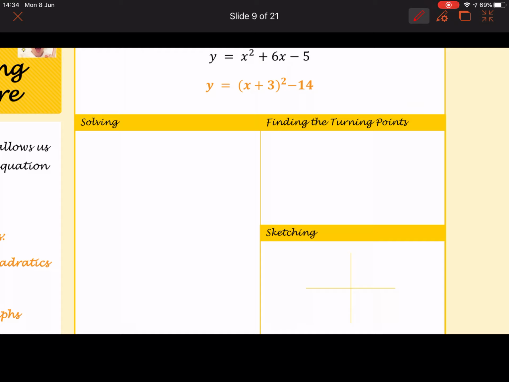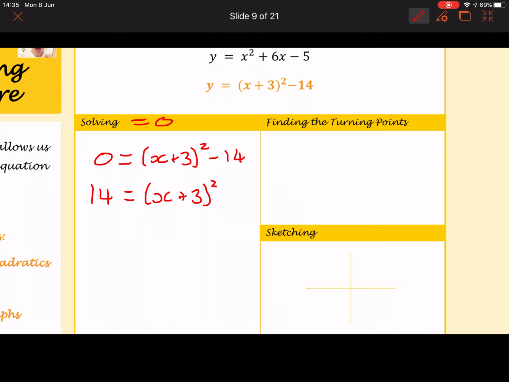Now I've already completed the square, so the question was y equals x squared plus 6x minus 5. We've completed the square to get y equals (x plus 3) squared minus 14. Now solving, you have to set it equal to 0. So instead of y equals, we have 0 equals (x plus 3) squared minus 14. Now if you were rearranging this to solve, what would you do next? Yep, we add 14 to both sides. We end up with that.